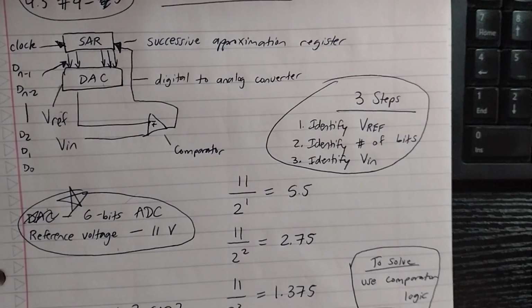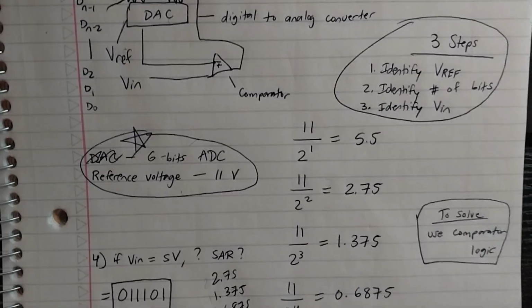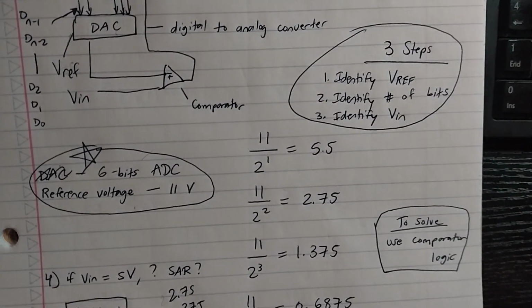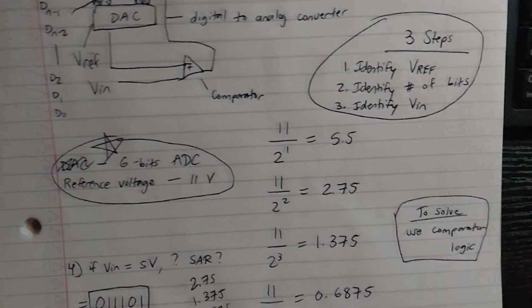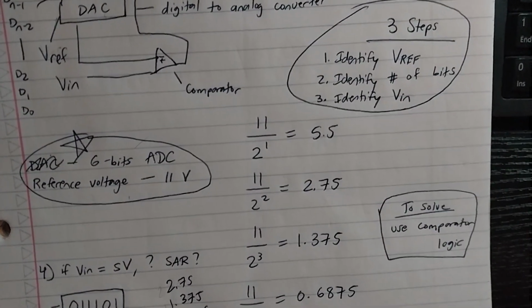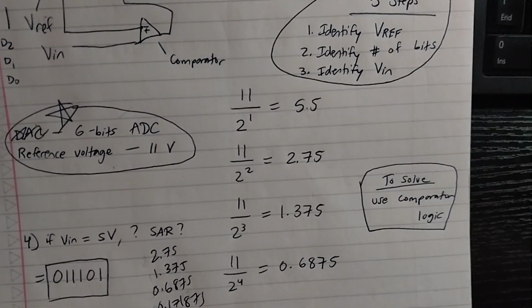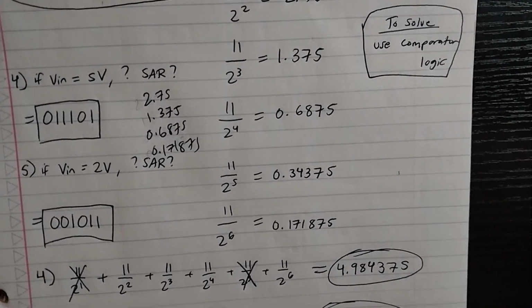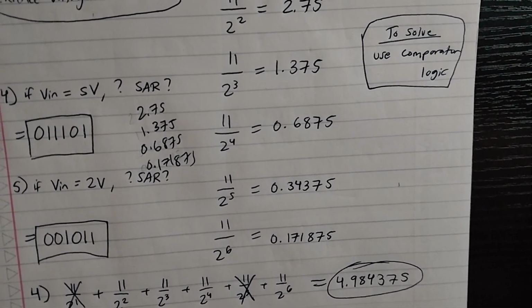Now that we have identified those 3 things, to make things a little easier, I recommend taking your reference voltage, and based on how many bits you have, do your reference voltage over 2 to the 1, 2 to the 2, up to however many bits you have. So in this case, I have 11 divided by 2 to the 1, 2 to the 2, all the way down to 2 to the 6th. And this is going to be very important for solving the rest of these problems later.